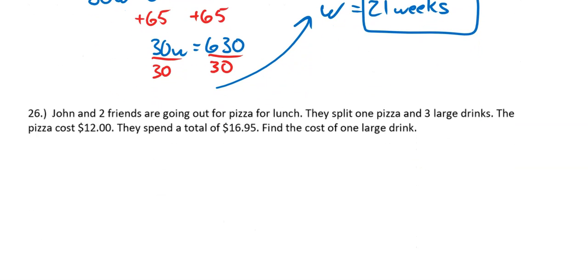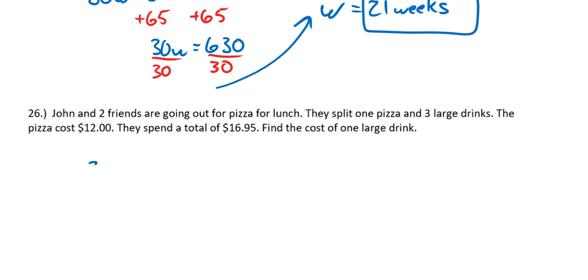If we look at this one, John and 2 friends are going out for pizza for lunch. They split 1 pizza and 3 large drinks. The pizza costs $12. They spend a total of $16.95. We want to know how much did each drink cost. Okay, so we have to think about this. So John and 2 friends. So how many drinks, first of all, they're going to be buying?